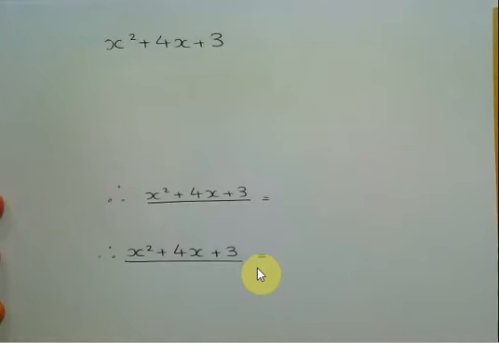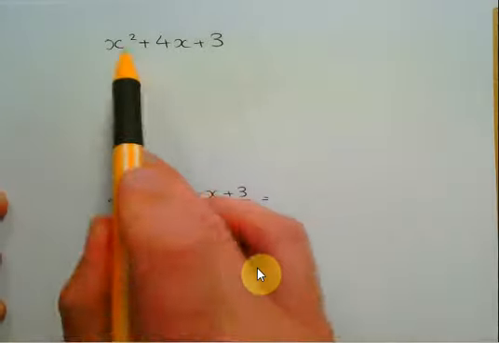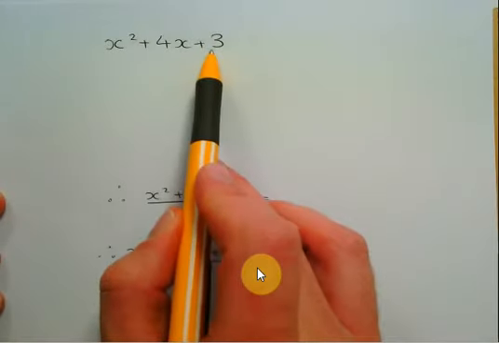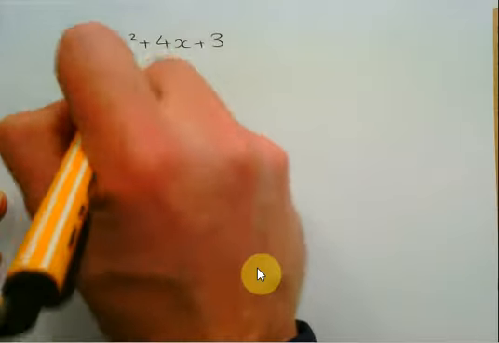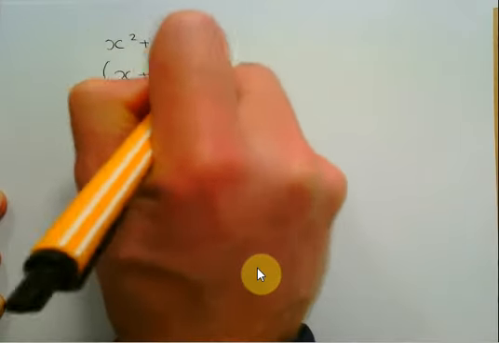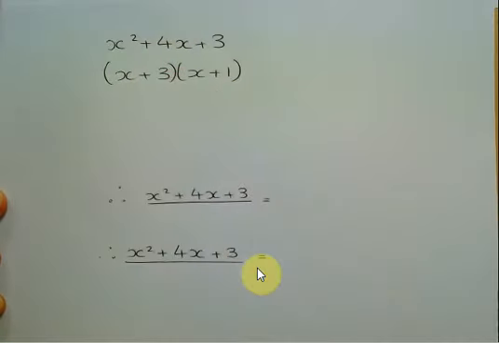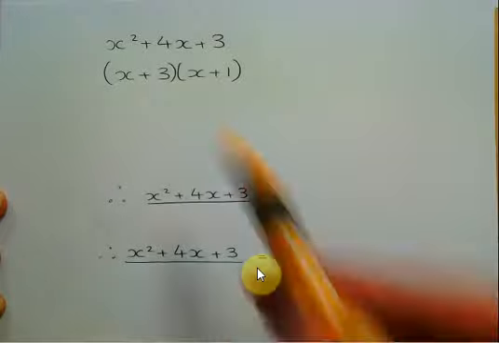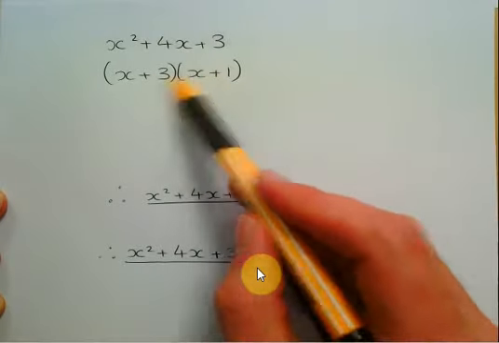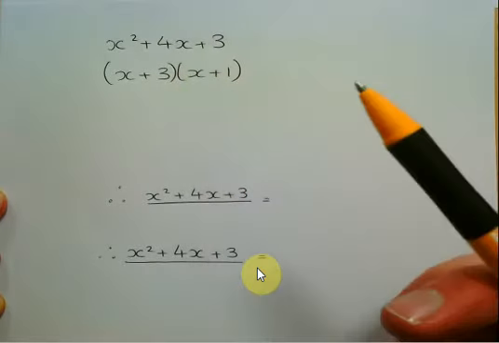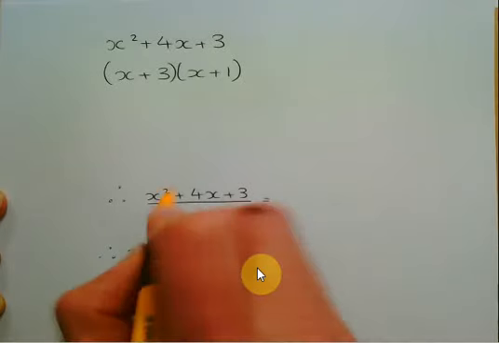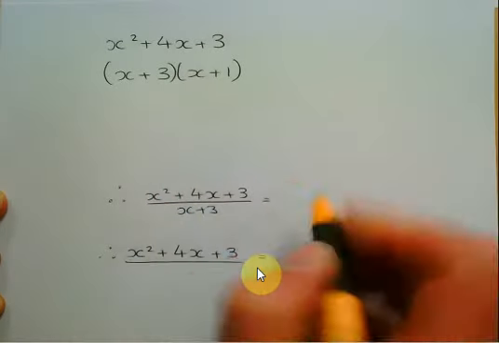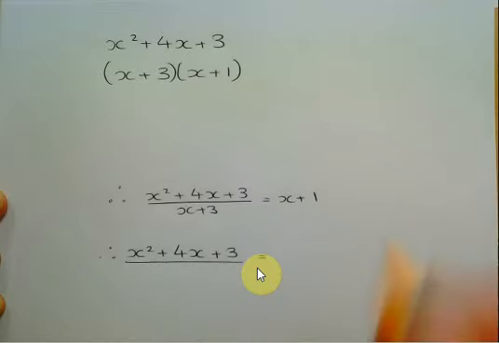Hi there, and welcome to this video on polynomial long division. To start with, we're going to look at this expression here, and as soon as you see this, you should be thinking, well, I can factorize that, and you should hopefully get an answer of x plus 3 and x plus 1. Now these are the factors, these two things multiply together to make this, and therefore from this statement I can say, so this original expression divided by x plus 3 is going to equal x plus 1.